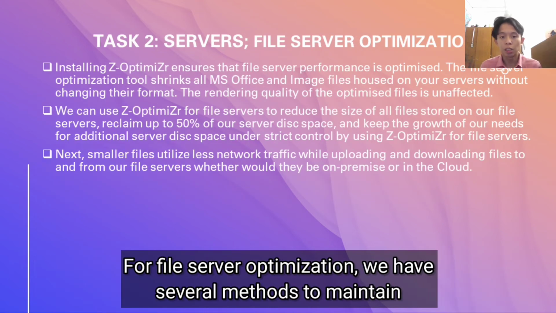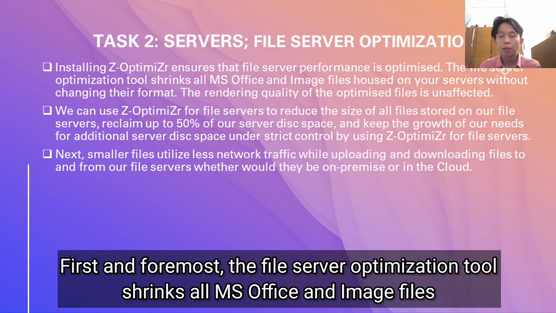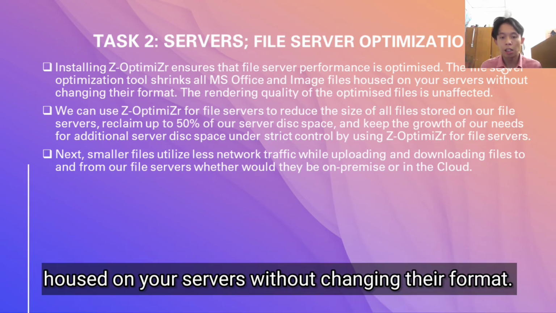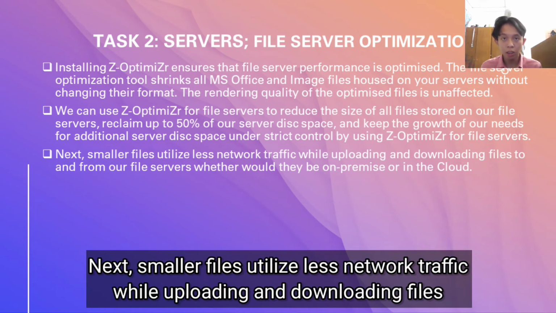For file server optimization, we have several methods to maintain the optimization of our file server by installing Z-Optimize-ZR. First and foremost, the file server optimization tool shrinks all MS Office and image files housed on your servers without changing their format. Then we can use Z-Optimize-ZR for file servers to store the reduced size of all files stored on our file servers.